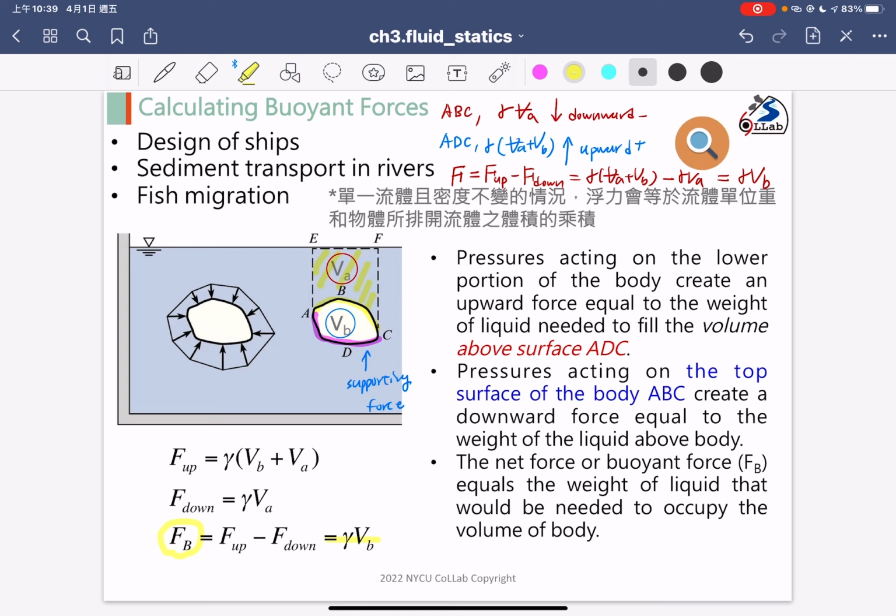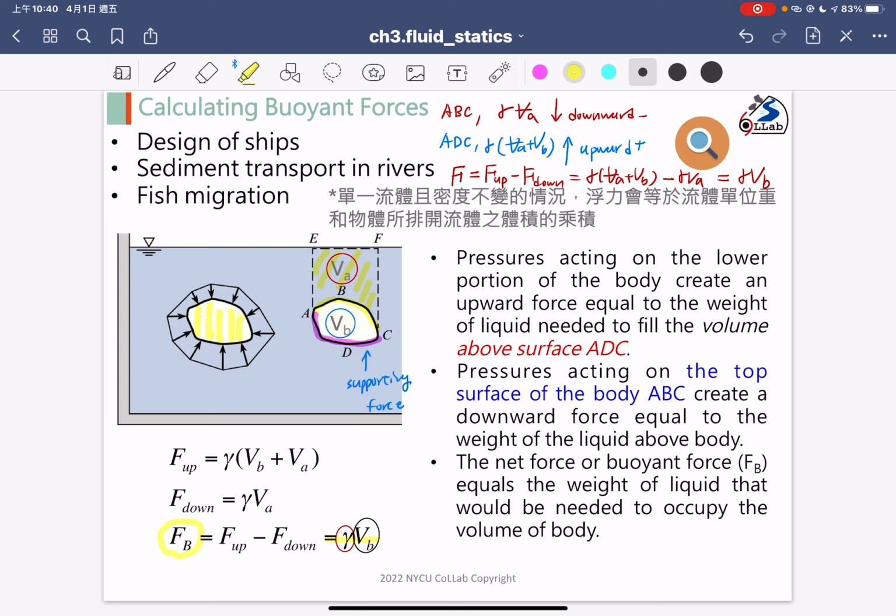The buoyancy force depends on what kind of liquid you use. So it's the gamma, what kind of liquid you use. And the second is VB. VB is the displaced volume, like the material immersed into the liquid.